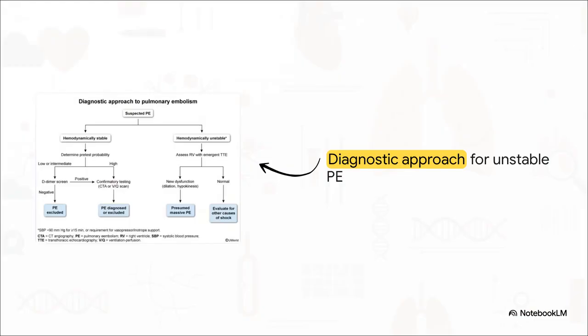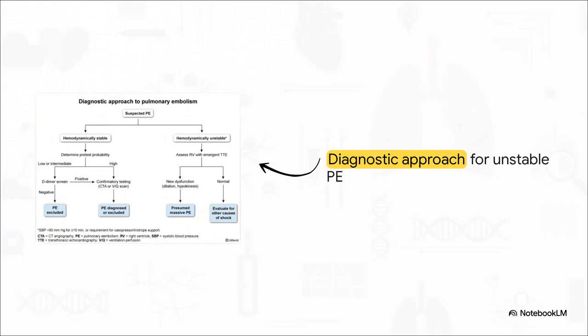What if your patient with a suspected PE is hemodynamically unstable and hypotensive? You completely bypass the CT scanner. Instead, rely on emergent bedside transthoracic echocardiography to rapidly check for new right ventricular dysfunction like dilation or hypokinesis. That finding presumes a massive PE.